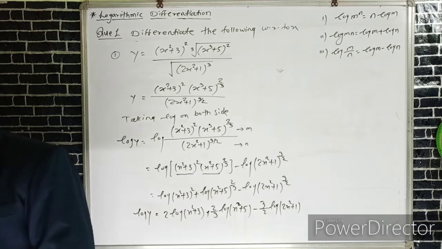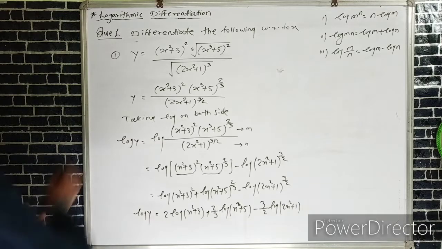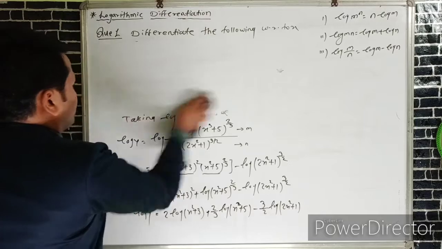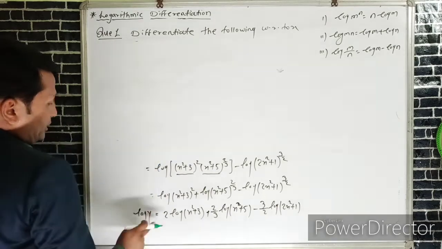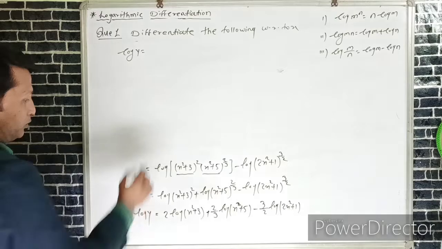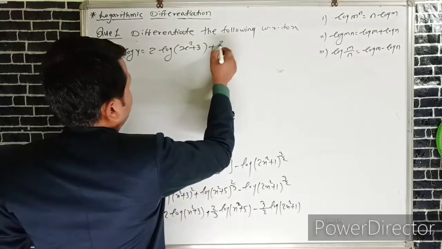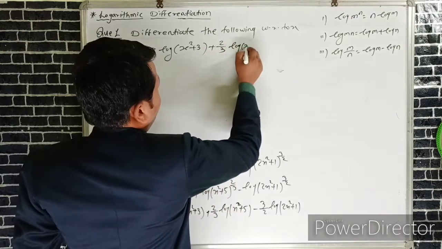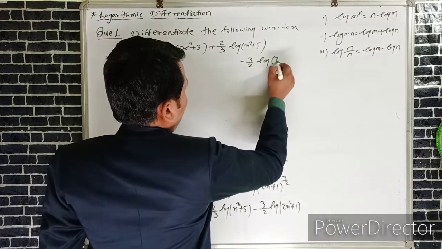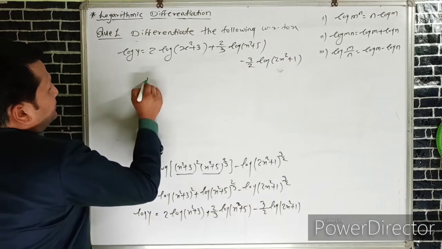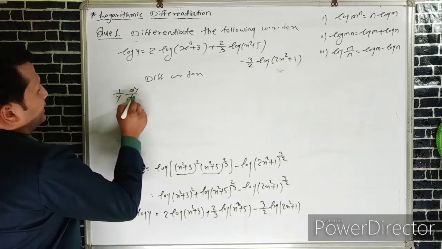Now, if we differentiate the given function with respect to x, the given function log y is equal to 2 log of (x square plus 3) plus 2 by 3 log of (x cube plus 5) minus 3 by 2 log of (2x square plus 1). If we differentiate with respect to x, then we can write the derivative of log y, which is 1 by y dy upon dx.